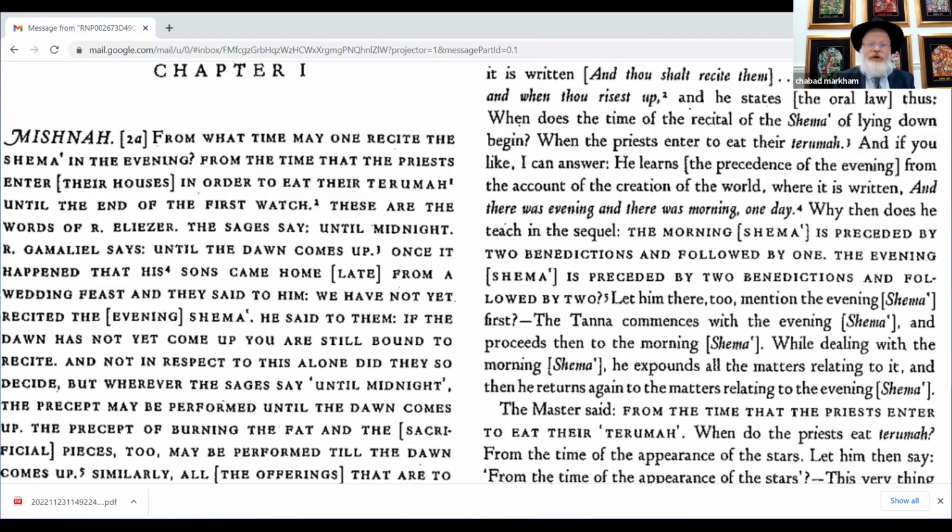But over there, the Torah clearly says by the Paschal lamb, you shall finish eating the Paschal lamb by midnight. So that's a clear thing. Over here it is not a clear thing in the Torah. The Torah says when you go to sleep. So the sages came and now they try to give a timeline to it. So we say wherever the sages say until midnight, the precept may be performed until the dawn comes. So he gives an example: the precept of burning the fat and the sacrificial pieces too.